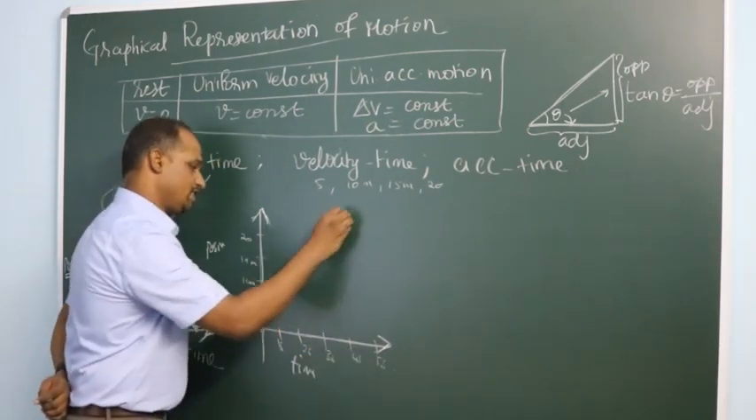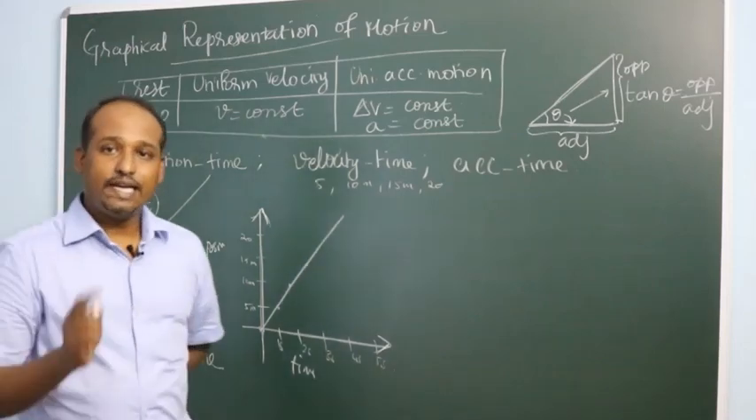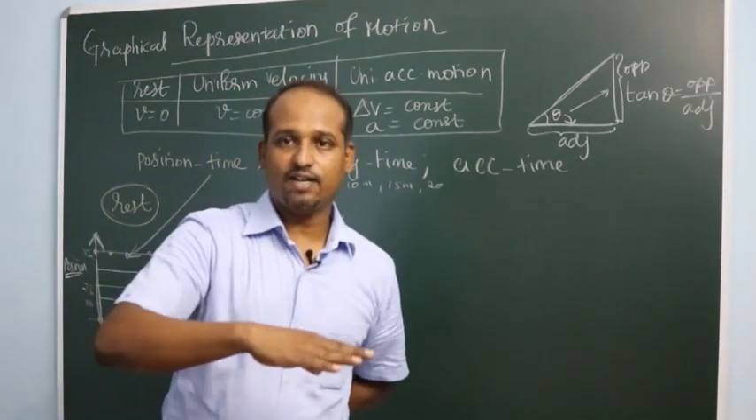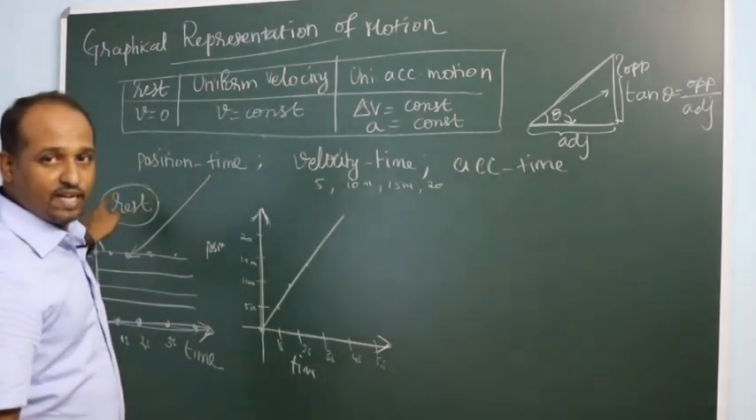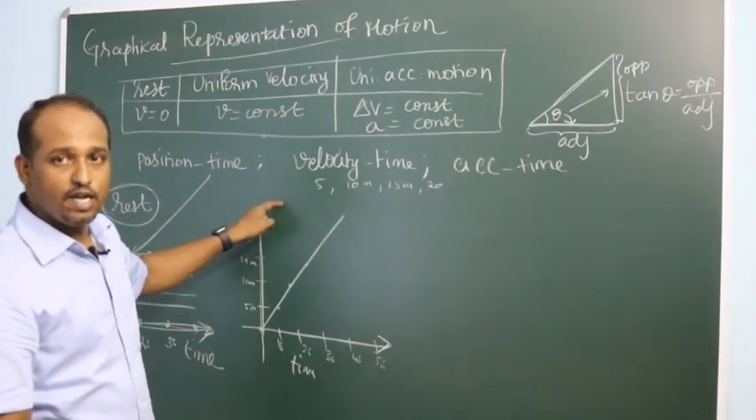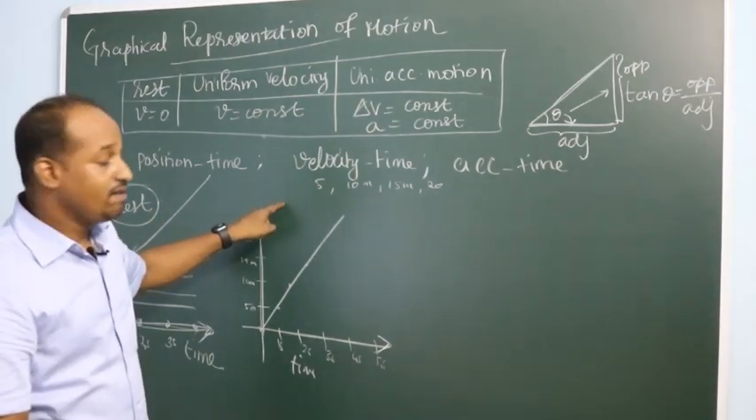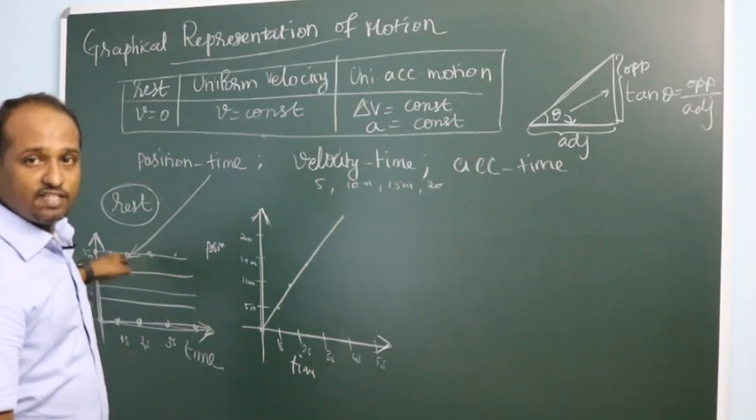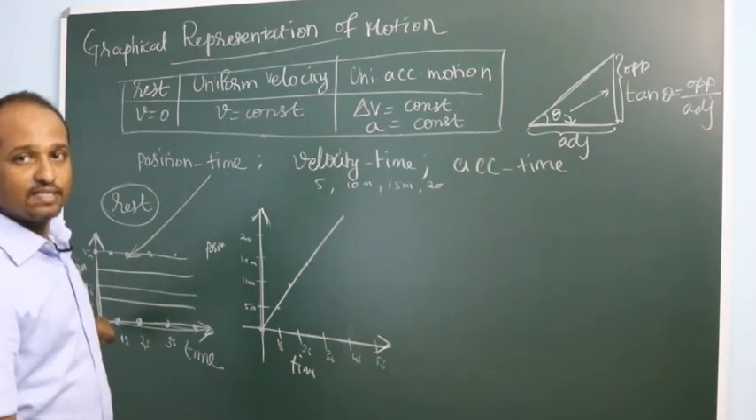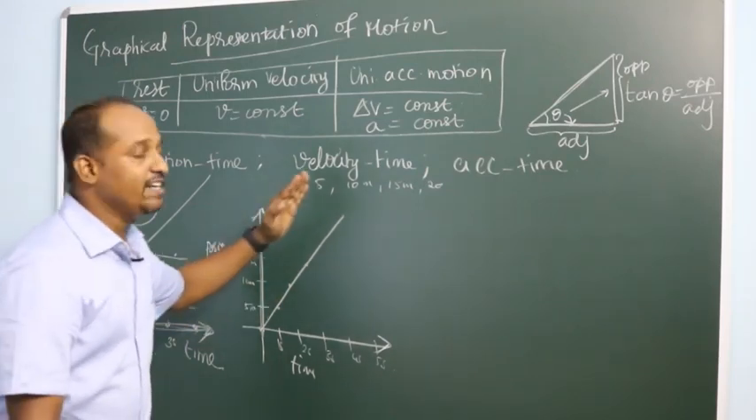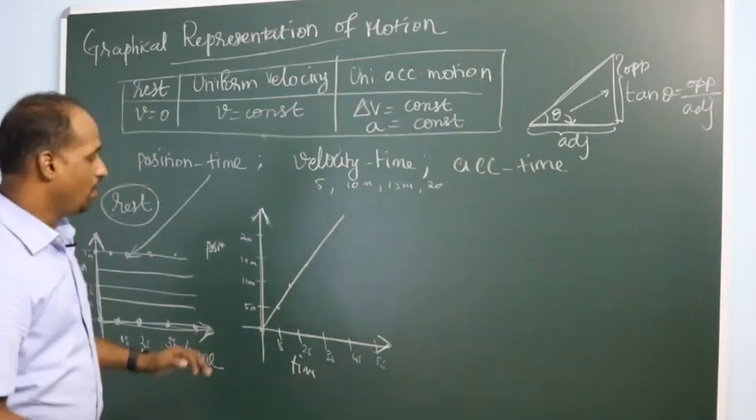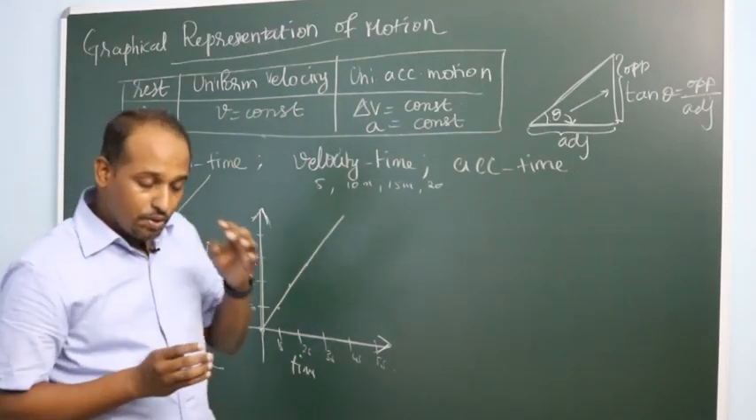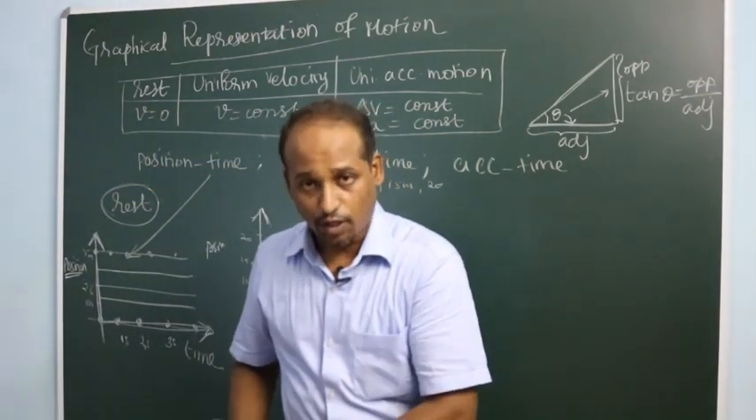Then it's like this. So any graph which is a straight line may be representing rest or may be representing uniform velocity in position time graph. But this straight line is parallel to time axis. This straight line is an inclined straight line. Okay, and now what you do, you put the toy down.